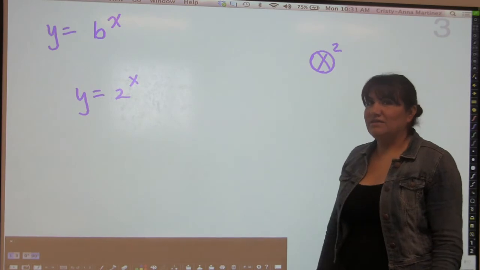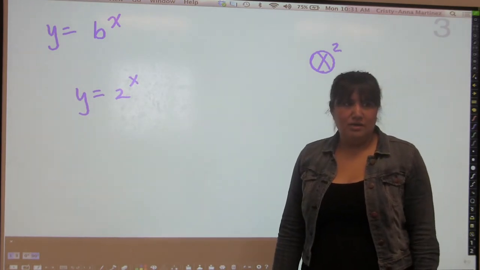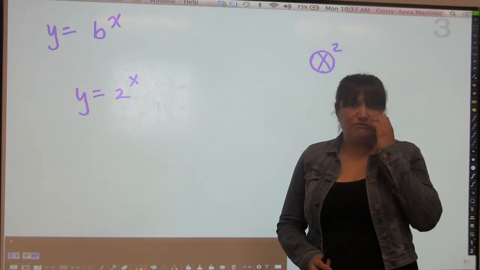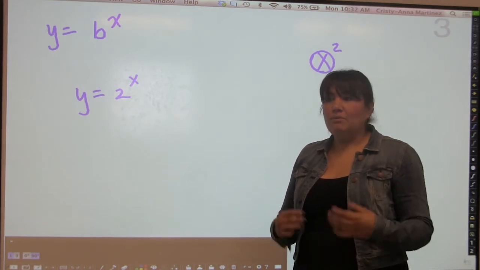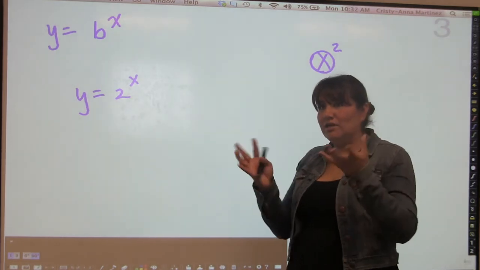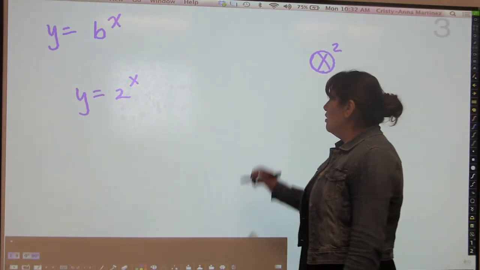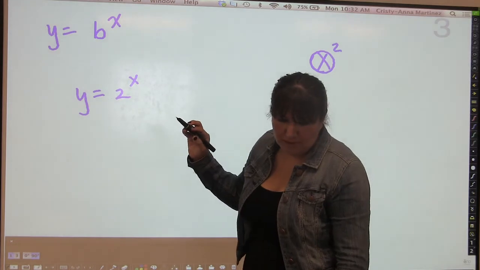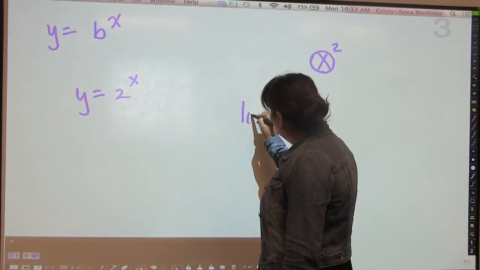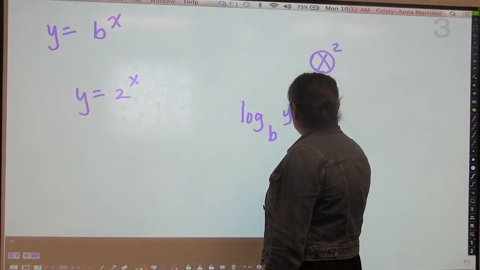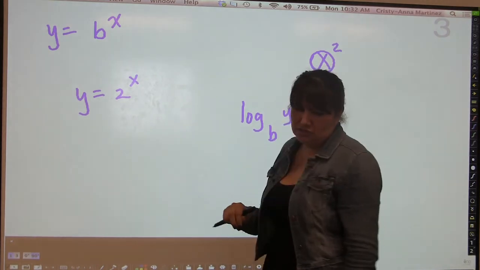So now we want to find the inverse of the exponential, and that is a log. And like the sine, it's going to be new to you, so at first you're going to be hesitant, but I promise you once you get your mind around it, it's not that bad. So we're going to have log base b of y equals x. These are the different notations.